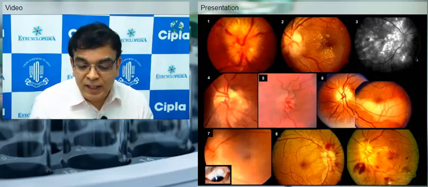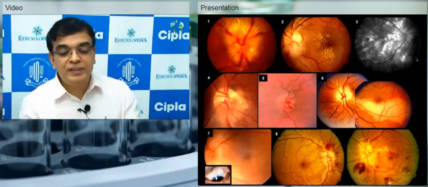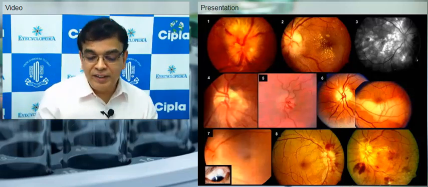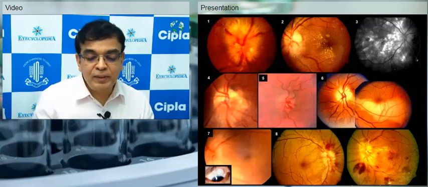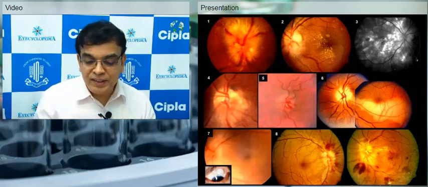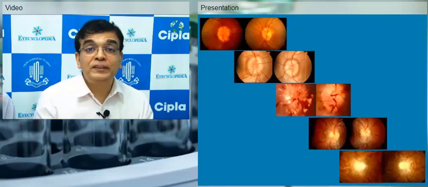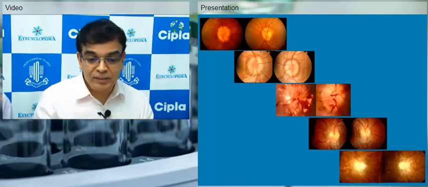Patient number 8, this is a picture of his left eye and right eye, clearly showing disc swelling, but a lot of hemorrhages, soft exudates, hard exudates. This is a hypertensive retinopathy, and this is one of the causes of bilateral disc swelling as well.